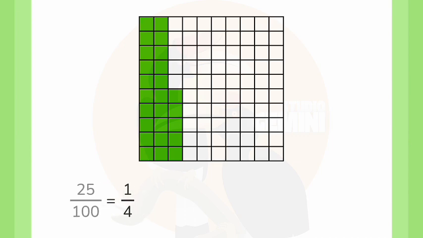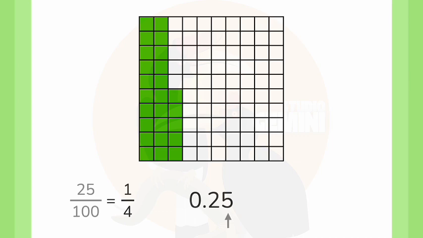Can you think of another way to write this number? Each square represents 1/100th, which can be written as a decimal like this, with a 1 in the hundredths place. We have 25 hundredths, which is written as a decimal like this, with the 5 in the hundredths place.